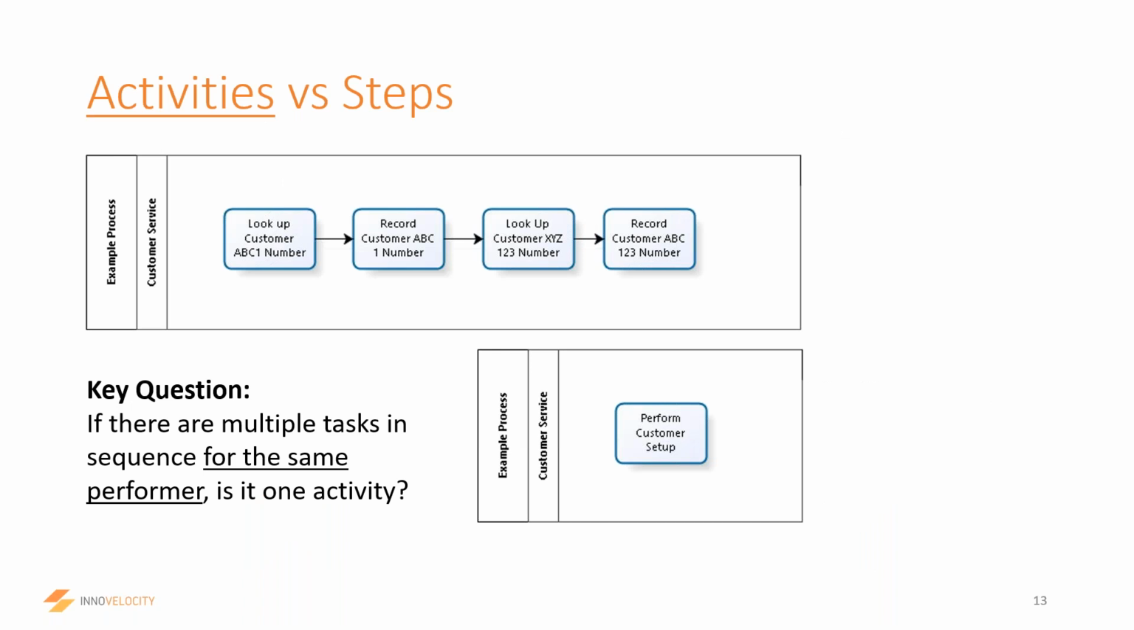Another thing to watch out for is if you have a series of activities for the same performer all after one another, like in this top example, you might be defining a procedure and not an activity. You might want to consider having a checklist or a desk level procedure that can be linked to the step. So you just have, for example, one activity that says perform customer setup, and then there's a checklist that tells them what to look up and what to enter and what to do instead.